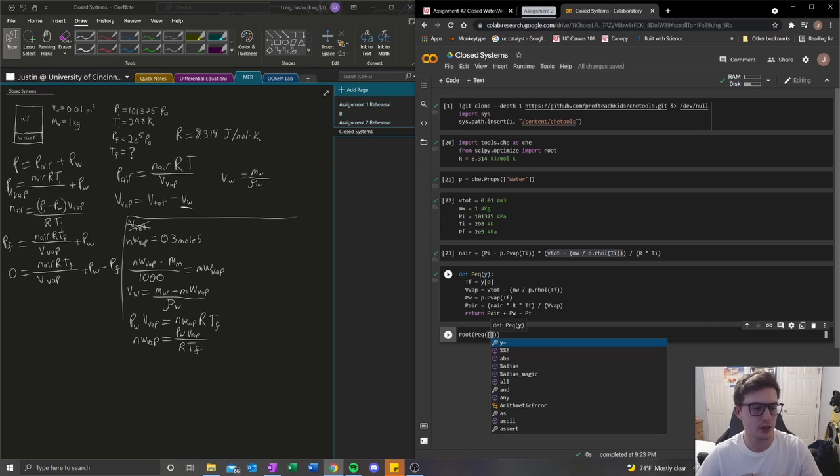A good guess here, because we don't really know what the final temperature is going to be, but a temperature value we do know is the initial temperature. So we're just going to go ahead and guess the initial temperature and go from there.